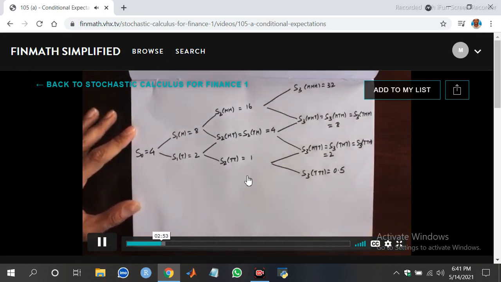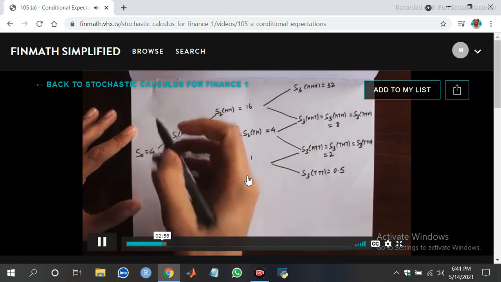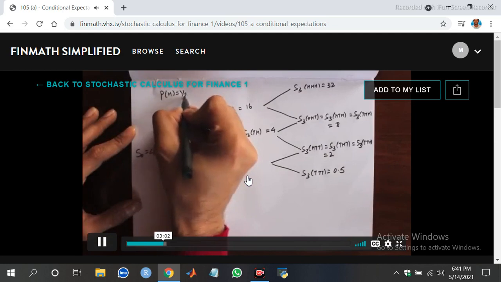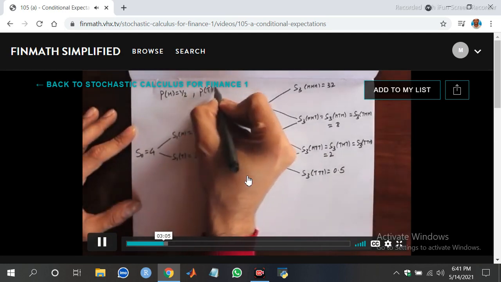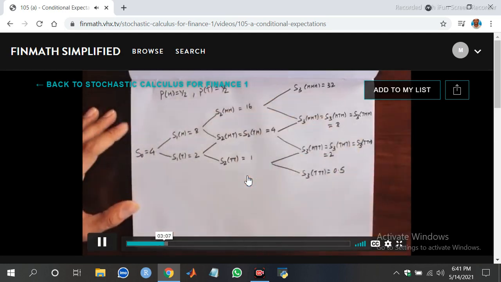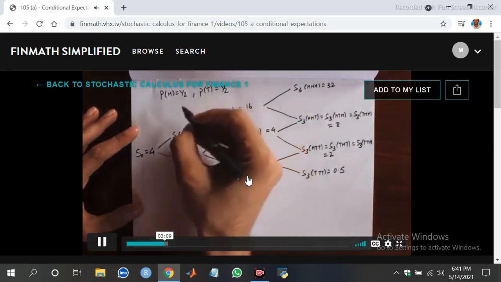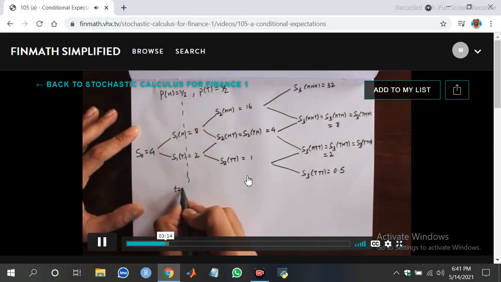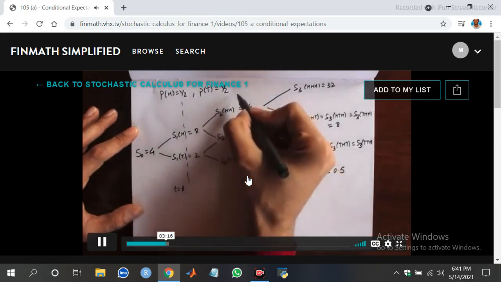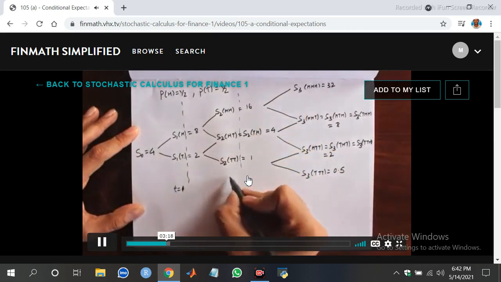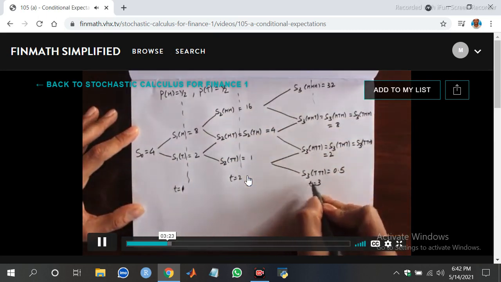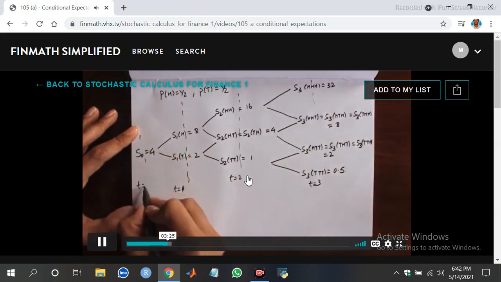So now let's take it a step further. Let's also define a probability measure under which the probability of getting a head is half and the probability of getting a tail is also half. Okay. And let's also define the concept of time now. Let's say this is time equals 0, this is time equals 1, this is time equals 2, and this is time equals 3.